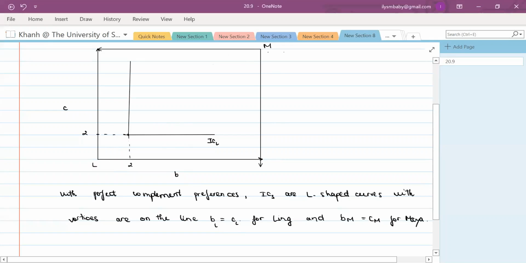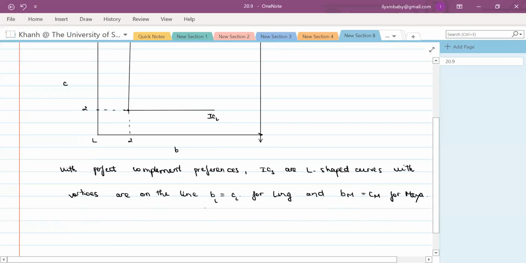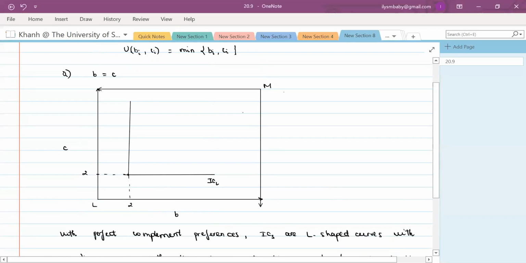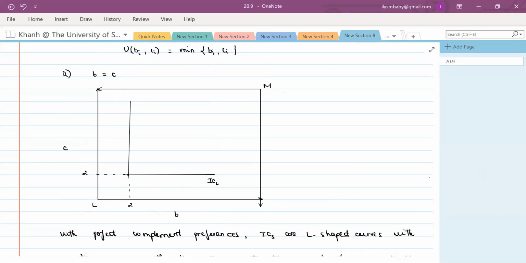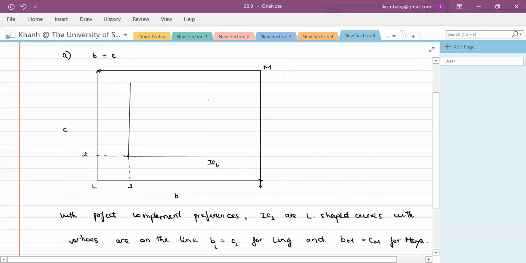So what is going to be the indifference curve for Maya? Again, the utility function for Maya has the same perfect complement form, where the utility is just the minimum of B and C. So for Maya, it's again going to be L-shaped curves with all the vertices on the line where BM equals CM. I am going to draw a few indifference curves for Maya.